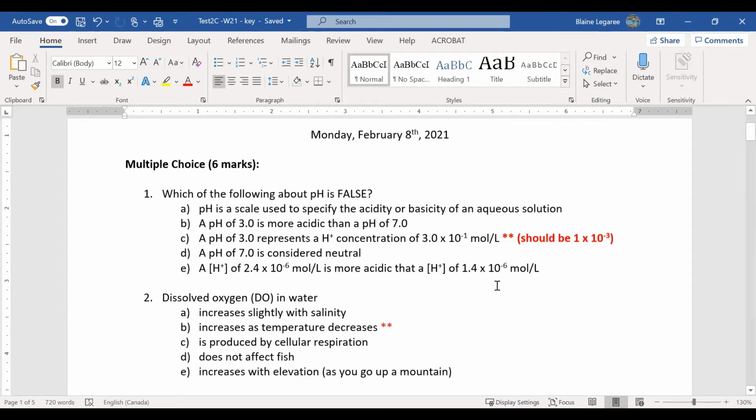This one here was kind of interesting. Number 2, a lot of people got this wrong. This is just the trends on dissolved oxygen. And so as the water gets colder, the amount of dissolved oxygen increases, right? So that's the right answer. I'm not sure what people were missing there, whether they just missed that, but that's an important concept to know.